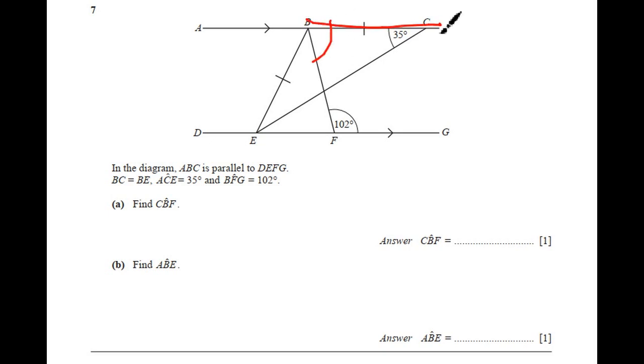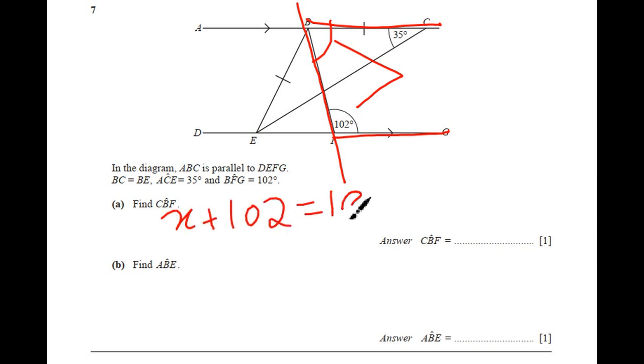We need this angle. Now this is a parallel line, this is a parallel line, and a transversal is cutting these lines. So the sum of these two angles will be 180 because of interior angles, and the final answer is 78 degrees. So this is 78 degrees.